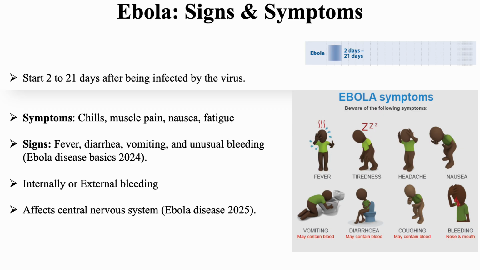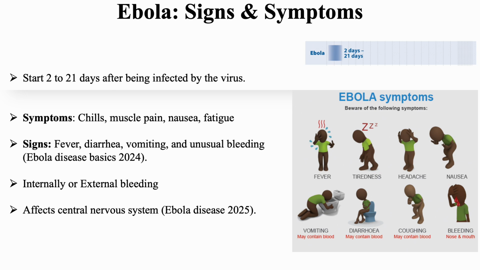Signs and symptoms start 2 to 21 days after being infected by the virus. However, symptoms regularly begin to appear 8 to 10 days after exposure. In the early stage of the virus, one will experience dry symptoms like the flu, such as fever, chills, aches, abdominal muscle pains, and fatigue.